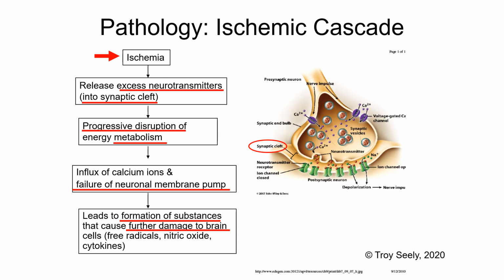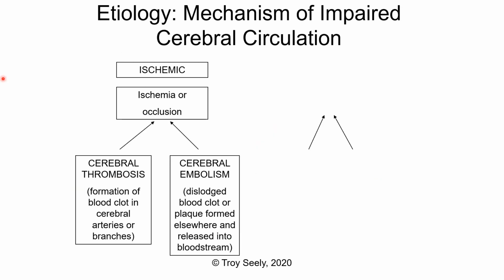So far in our talks, we've talked a little bit on the etiology of impaired cerebral circulation in the form of ischemia. It's where we're looking at an ischemic occlusion that would be present. And there are a couple of reasons why that might occur. We've talked about how there could be a formation of a blood clot in the cerebral arteries or branches, and that would be known as cerebral thrombosis.